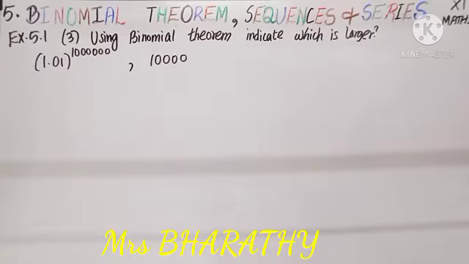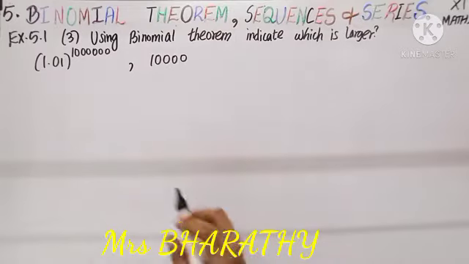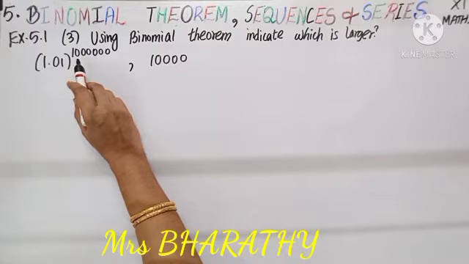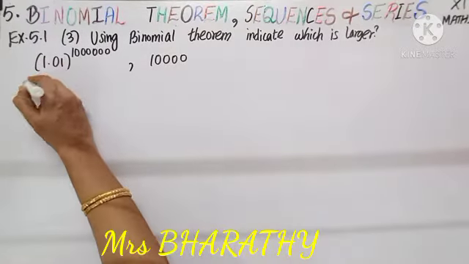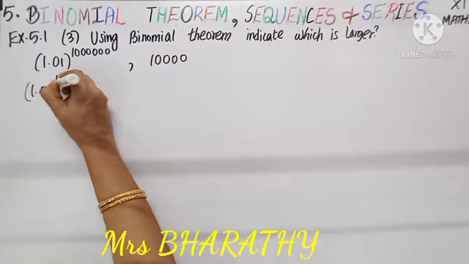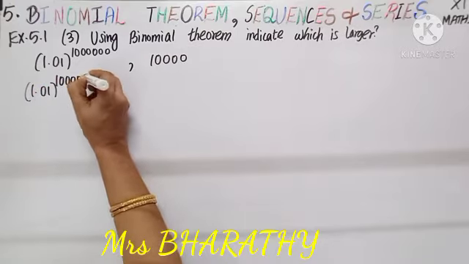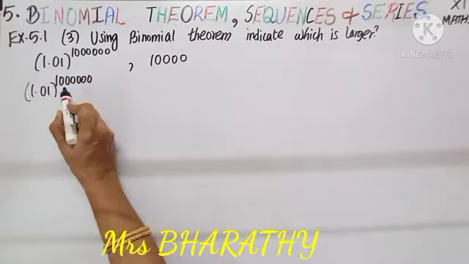Good morning, children. We proceed doing problems based on binomial expansion. Exercise 5.1, question number 3. Using binomial theorem, indicate which is larger: 1.01 the whole power 10 lakhs, or 10,000. As we see, 1.01 the whole power 10 lakhs. Count and put the zeros properly.